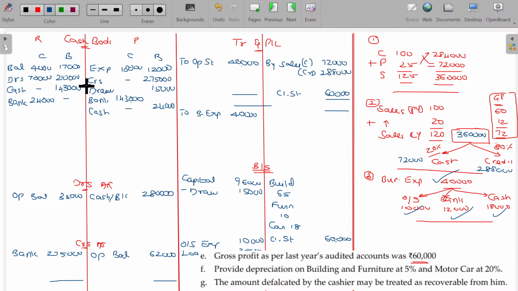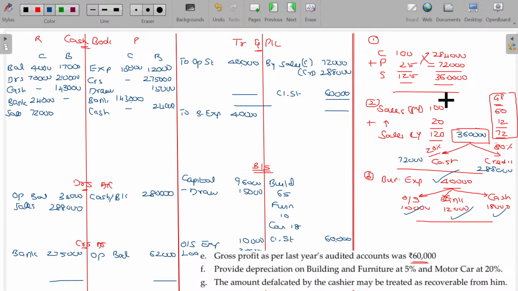Cash sales will go where? In the cash book receipt side, 72,000. Credit sales will go to the debtors account. It raises the balance recoverable from debtors, 2,88,000. Sales. Is that okay? Very interesting, right? So you have to guess a lot.